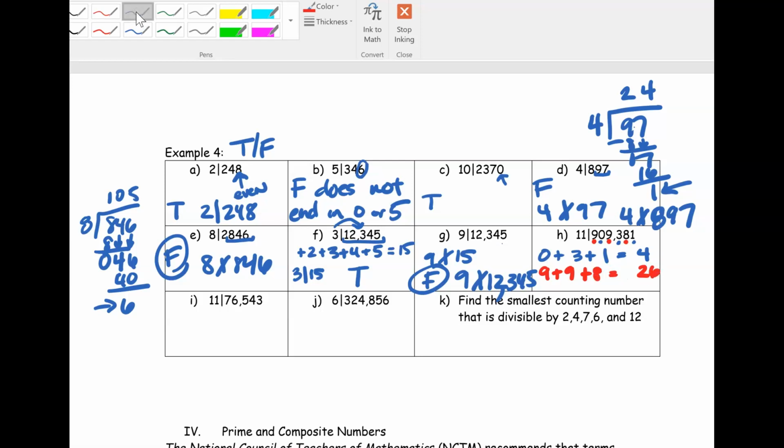Okay, so I found the sums of those digits. Then I'm going to find the difference of those sums. Difference means subtract. It does not matter what order you go in. So you could do 4 minus 26 and get negative 22. You could do 26 minus 4 and get positive 22. The negative is not going to matter either way. So now the last part is you want to figure out, does 11 go into negative 22? Can you multiply 11 by something to get negative 22? Yes, 11 times negative 2 is negative 22. So that's true. So this whole problem is true. 11 does go into this number.